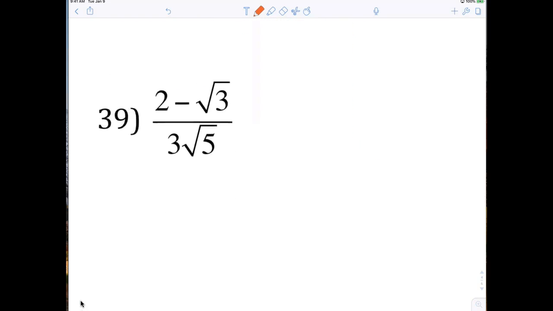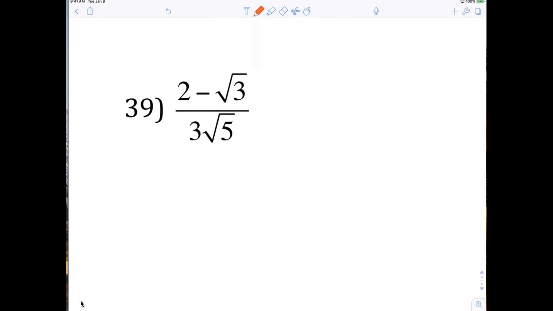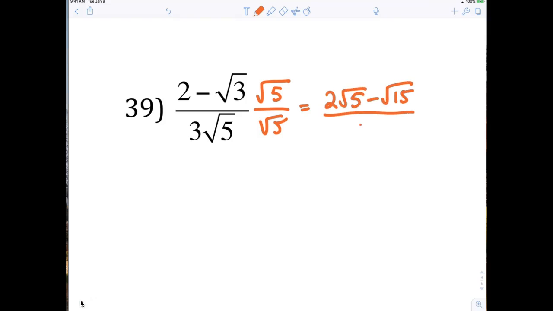Okay. So 39, what am I multiplying the top and bottom by? Radical 5. Just radical 5. So 2 radical 5 minus radical 13 over 15. Beautiful. Come on, everybody should be able to say that. Any issues?